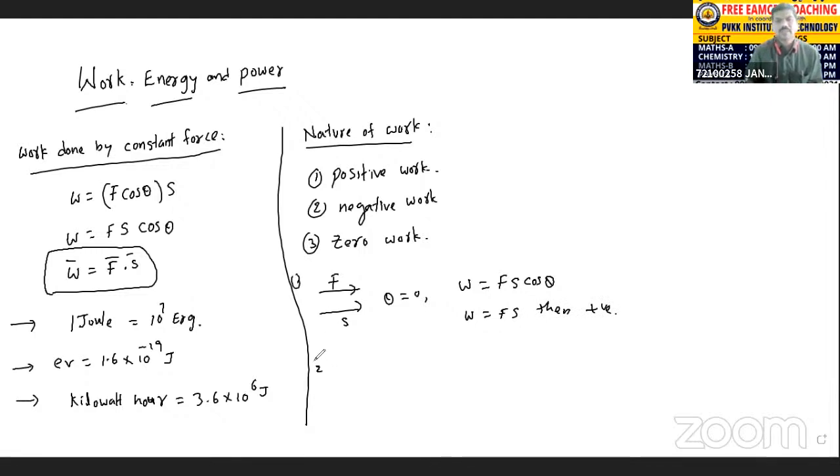Next, second one, work is negative. Force and displacement are in opposite directions, so theta is equal to 180. W is equal to Fs cos theta. Theta is 180, cos 180 value is minus 1. So W is equal to minus Fs. Then work is negative.